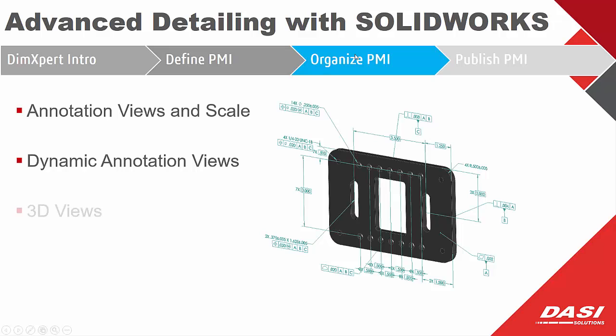Moving on to the next section, let's talk about how we stay organized with all these 3D annotations on our model. We're going to talk about annotation views and scaling the annotation views, some newer technology, which is the dynamic annotation views, which basically as the orientation of the view comes into proximity of the screen, the appropriate dimensions will turn opaque or translucent. And then starting to get organized to deliver our information into a 3D PDF. We'll talk a little bit about the 3D views.